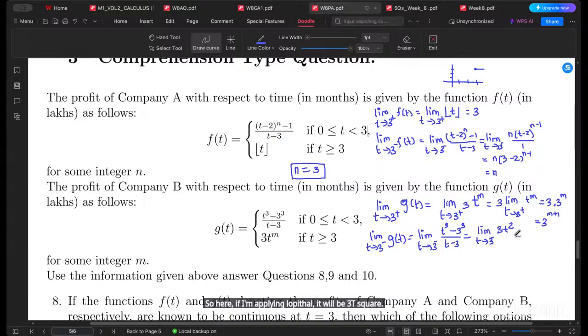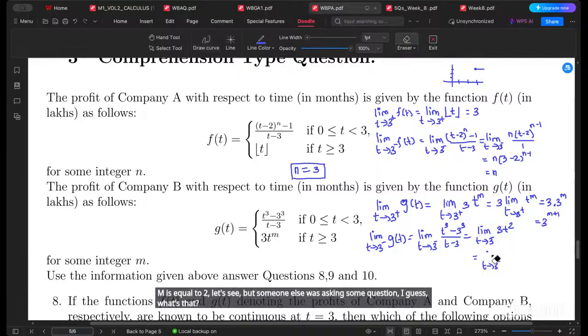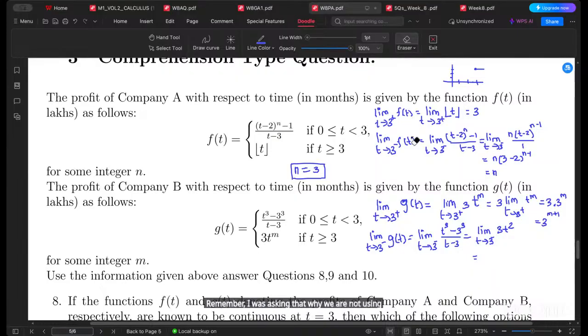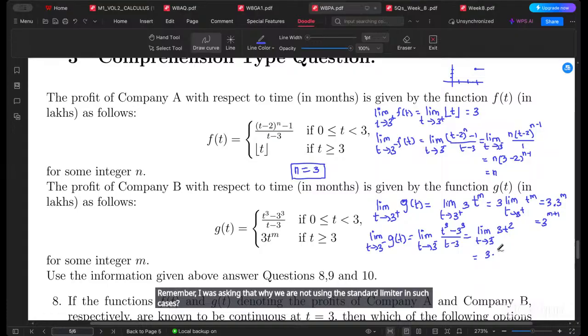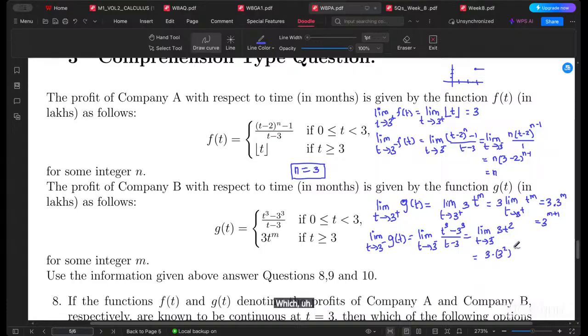Excuse me, ma'am. Ma'am, I got m is equal to 2. M is equal to 2. Let's see. But someone else was asking some question, I guess. What's that? Ma'am, I was asking why we are not using the standard limit in such cases. Which standard limit? I don't understand.